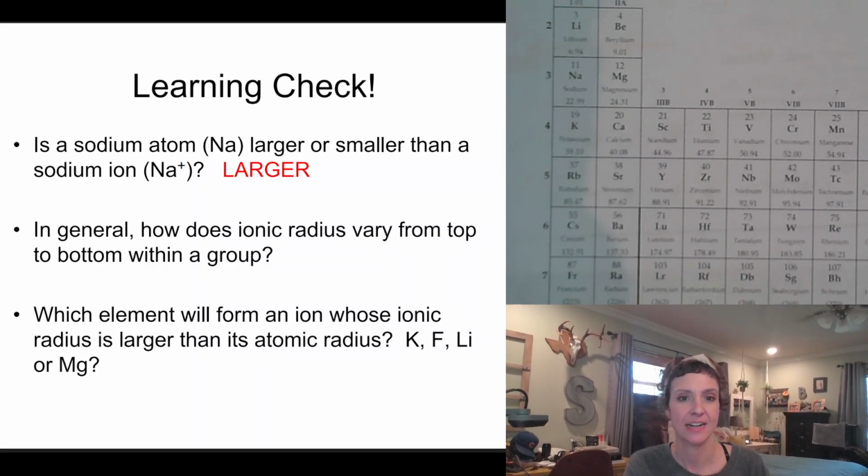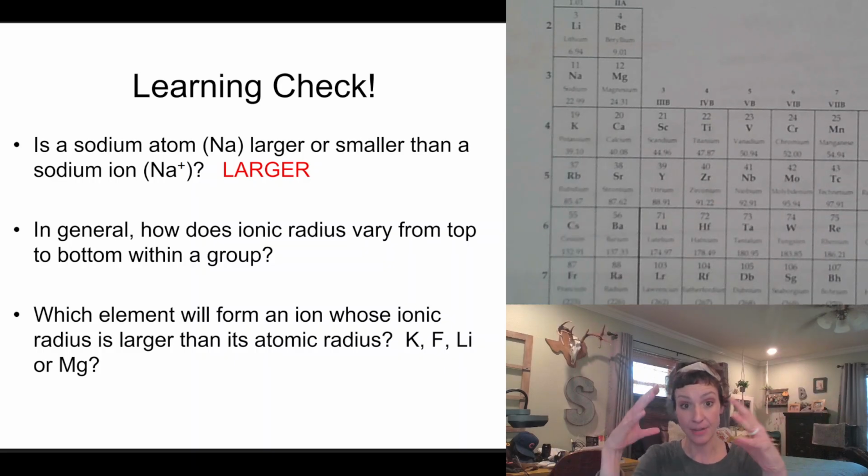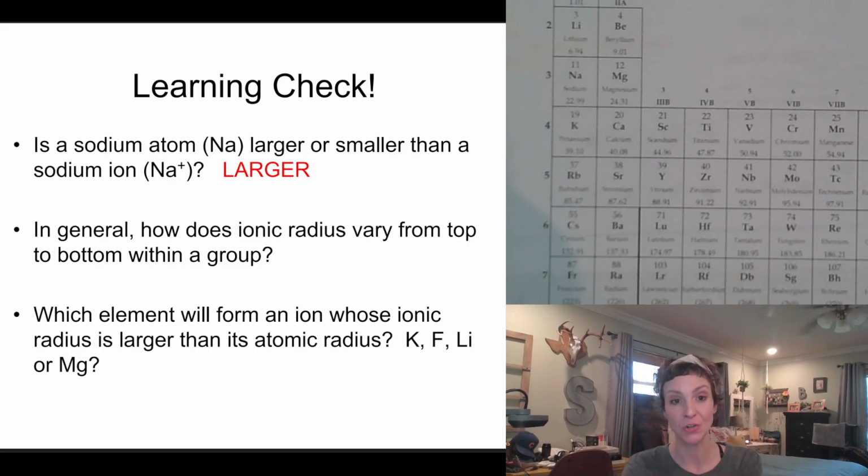It's larger. The reason why that neutral atom is larger is because when he kicks off an electron to become an ion, he loses that valence shell and becomes smaller. So the neutral version of this sodium is going to be much larger than the ion.